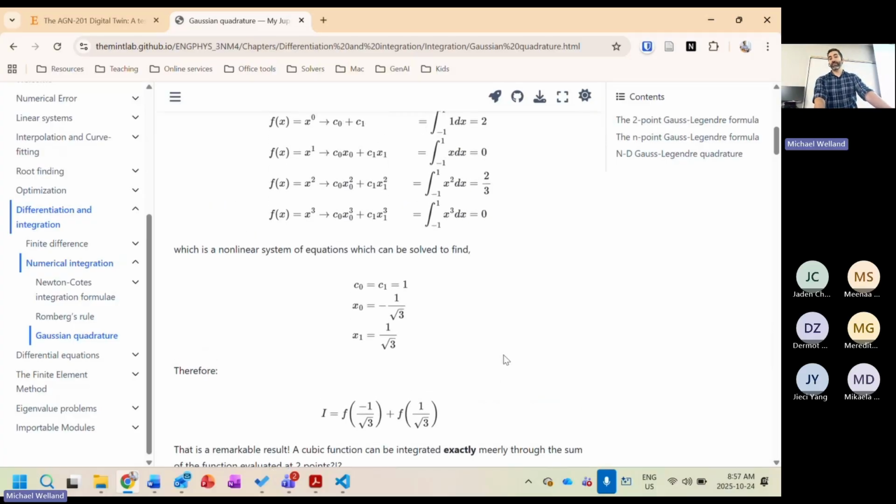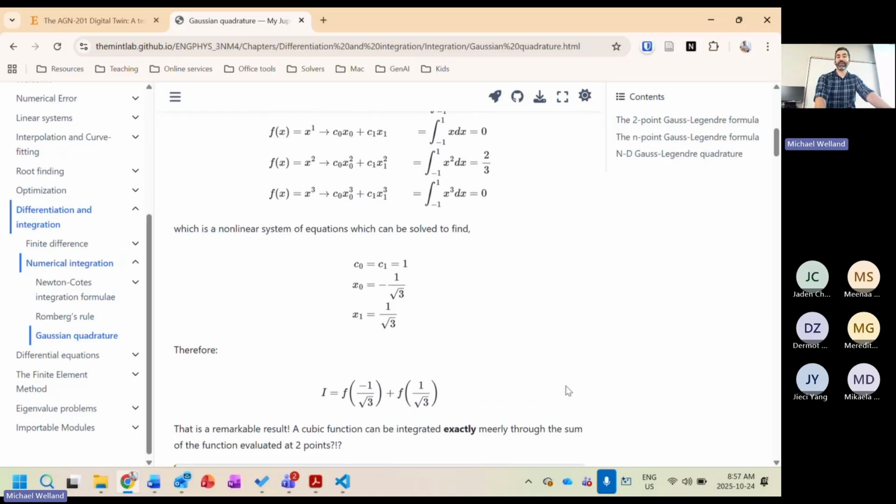What this means, and this is the surprising part, I love when math pulls out these surprises, is that the integral for a cubic polynomial, which has terms up to x cubed, is exactly the sum of that function evaluated at these 2 points and nothing else. Always, always, always. Which is surprising. All you need to do is find the function at 2 points and you can calculate the integral exactly up to a third degree polynomial.